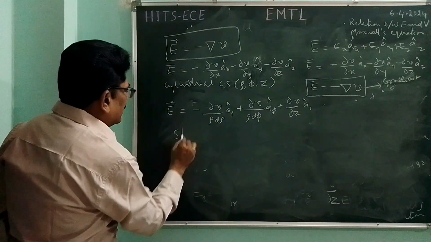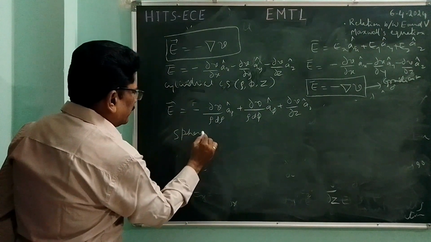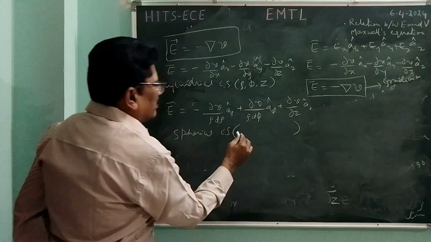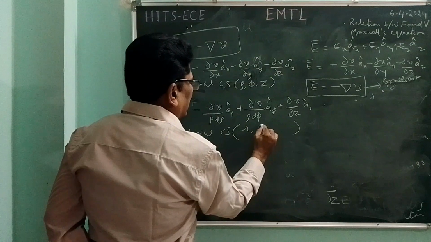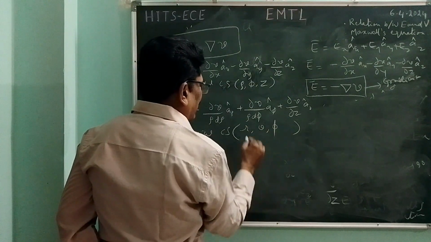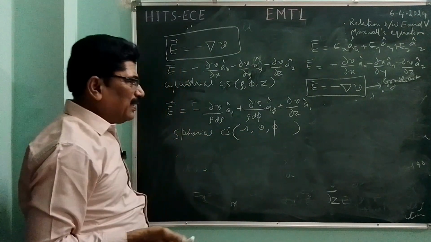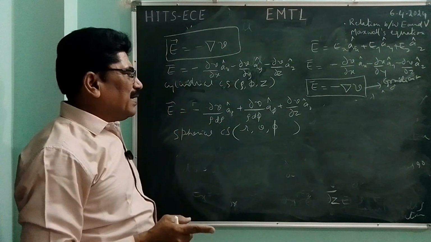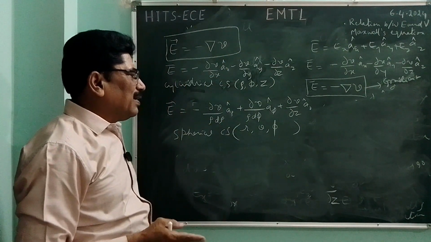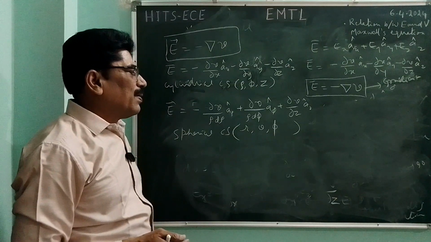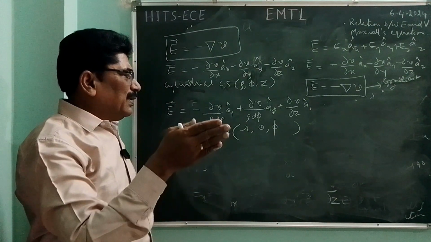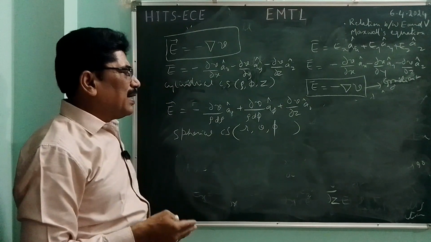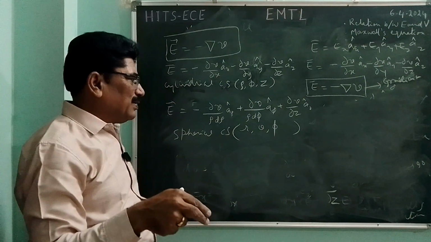For spherical coordinate systems, the variables are r, theta and phi, where r is the radius of the sphere and theta is the angle between the radius and the z-axis and phi is the angle between the x-axis and the radius.